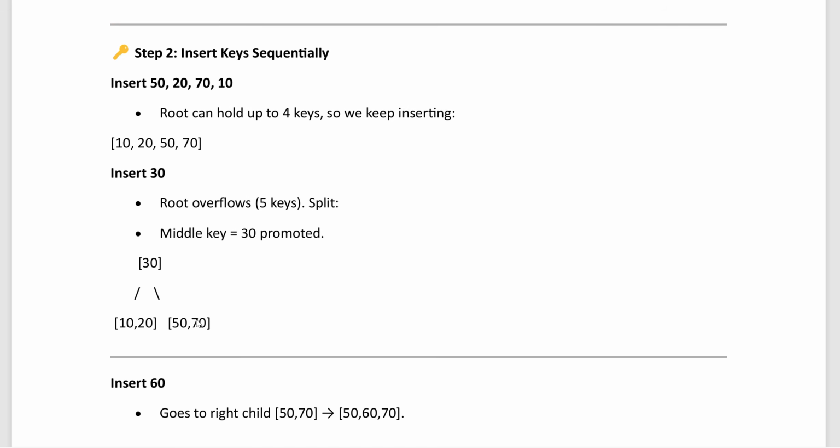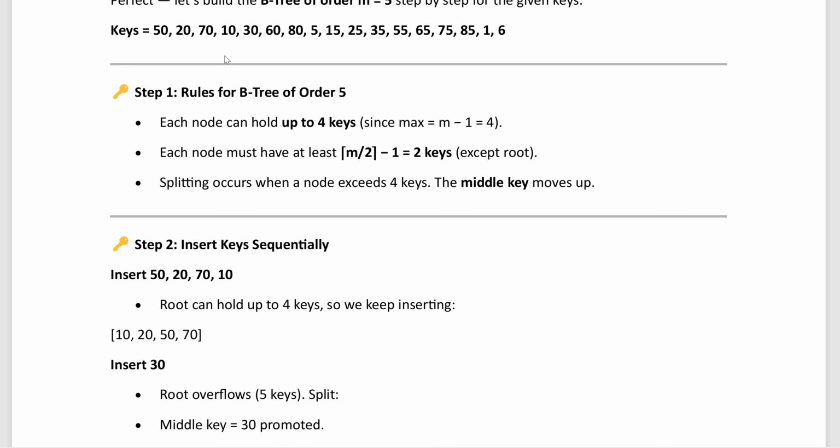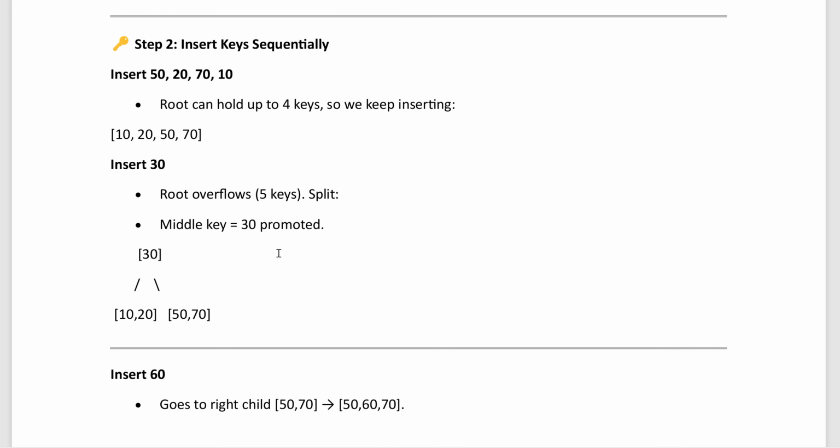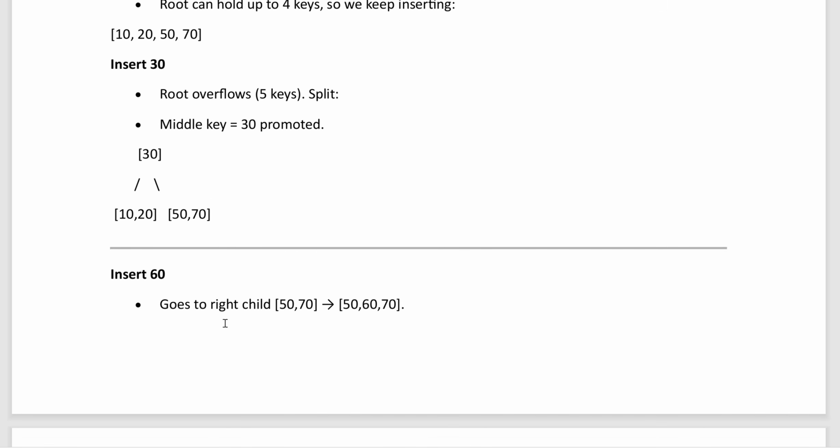After inserting 30, the next element to be inserted is 60. Clear? The next element to be inserted is 60. It goes to the right child because 60 is greater than 30.